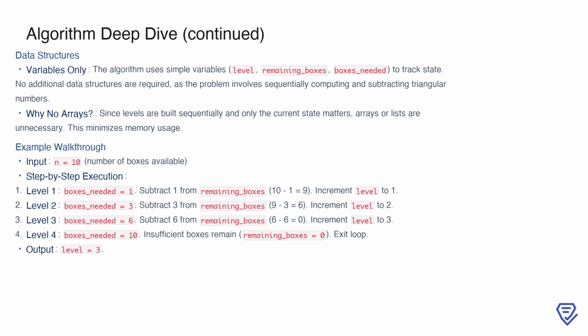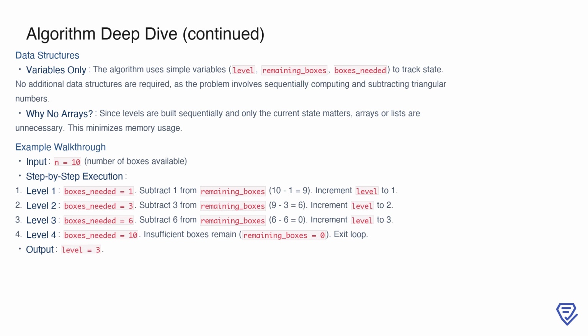Let's walk through an example to see the algorithm in action. Suppose we have n equals 10 boxes. For the first level, we calculate boxes_needed equals 1. Subtracting this from remaining_boxes leaves 9 boxes, and the level is incremented to 1. For the second level, boxes_needed equals 3. Subtracting 3 from 9 leaves 6 boxes, so we increment level to 2. For the third level, boxes_needed equals 6.